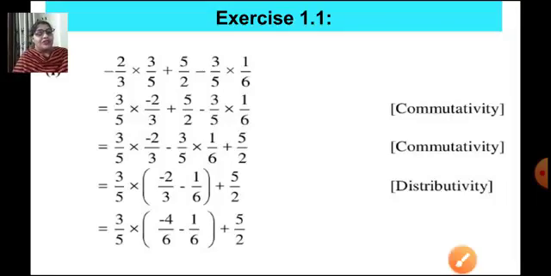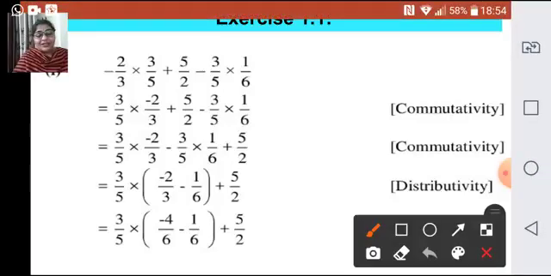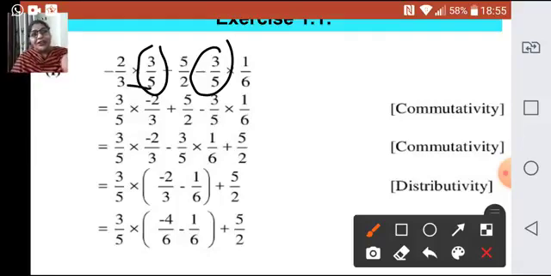Now you have to pay attention, children. You have to bring it in such a way, or you have to rearrange the terms in such a way that we can use some of the properties here. So if I see here, now if you pay attention here, 3 upon 5 is common. It is multiplied here to negative 2 upon 3. Here it is multiplied to 1 upon 6.